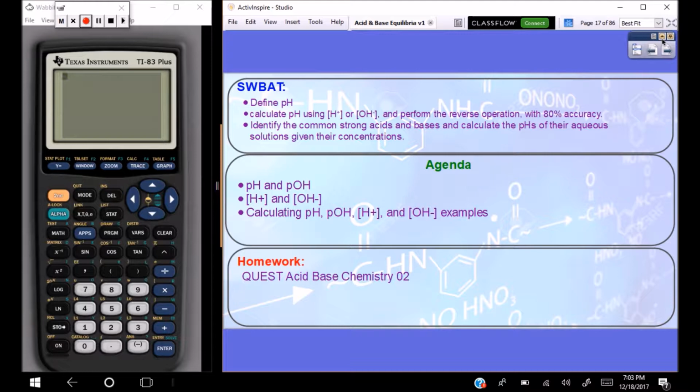All right, class. Today we are going to get into the math side of pH. We'll be able to define pH and calculate pH using concentrations of H plus or OH minus. And we'll be able to perform the reverse operation with 80% accuracy. We're also going to be able to identify common strong acids and bases and calculate the pHs of their aqueous solutions given their concentrations. The quest that goes with this is the acid-base chemistry number 2.